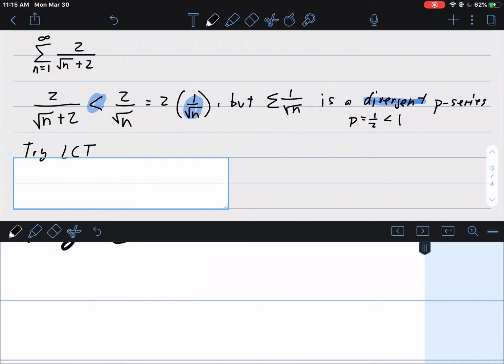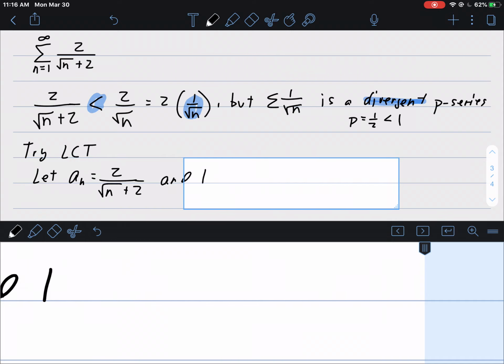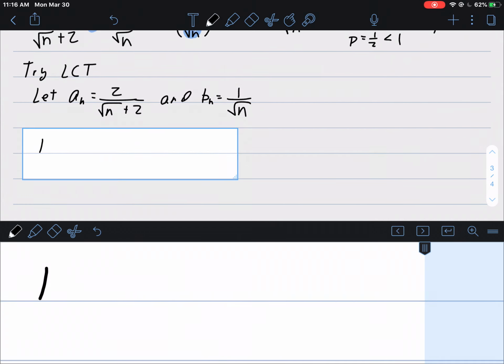Now, what does the limit comparison test say? We're going to take a comparison between our series, which I'm going to call a sub n, 2 over the square root of n plus 2, and b sub n, the series that we're comparing it to, which is 1 over square root of n, that divergent p-series. And then we look at the limit as n approaches infinity of a sub n over b sub n.